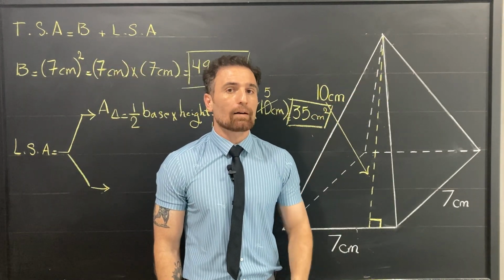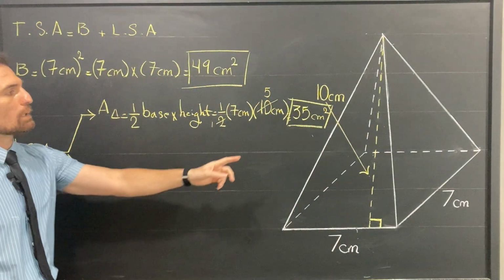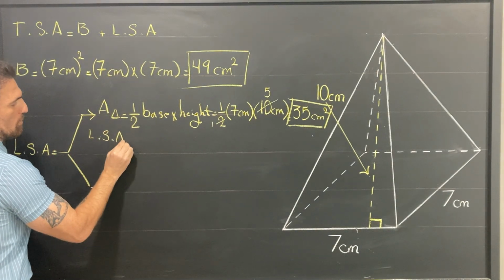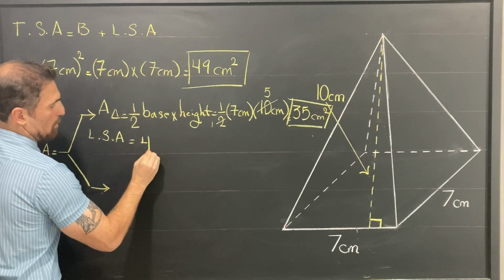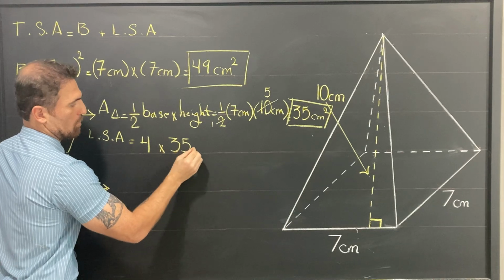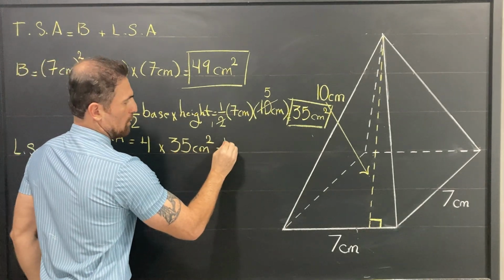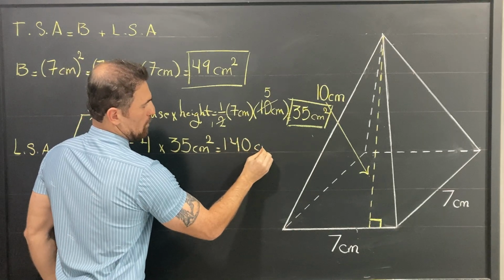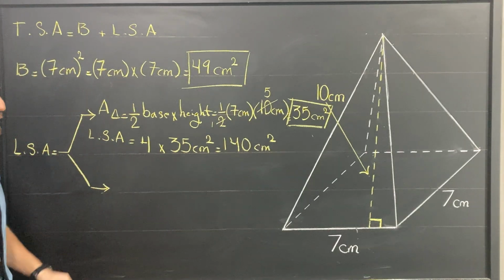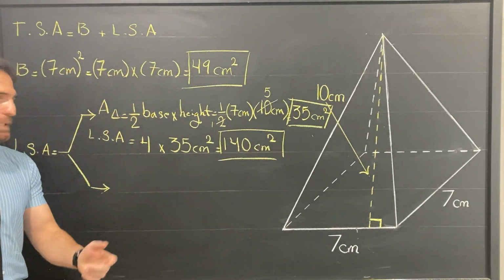Do not forget, we have 4 triangles as the lateral faces. So we need to multiply it by 4. Four times 35, 140 square centimeters as the lateral surface area. But let's try the next way.